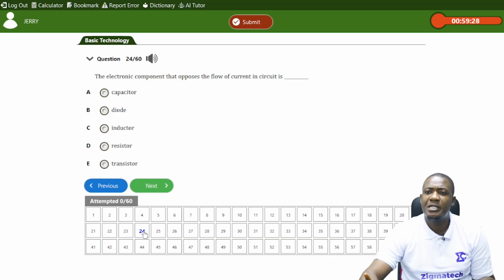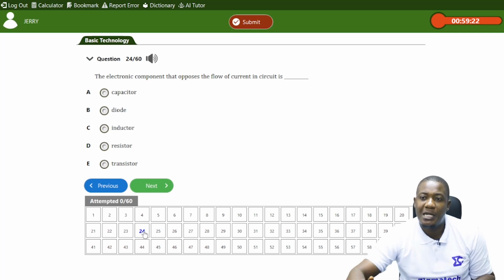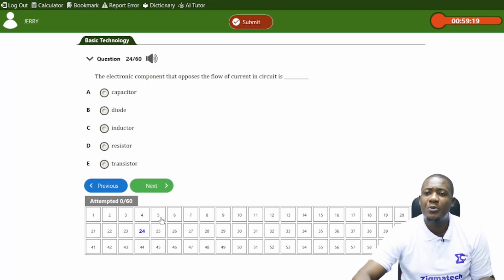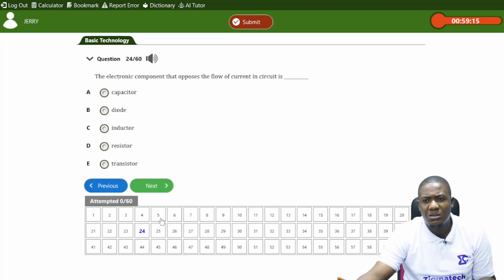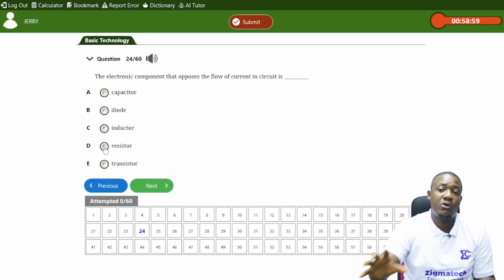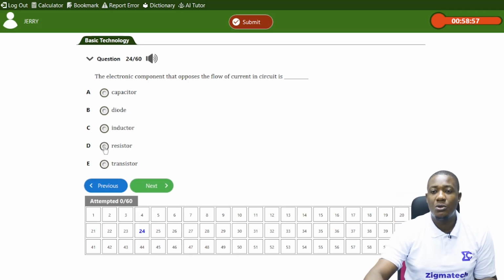The electronic component that opposes the flow of current in a circuit is a capacitor, a diode, an inductor, a resistor, a transistor. The answer is a resistor. It opposes the flow of electric current in the circuit, and it controls the current that enters the appliance.